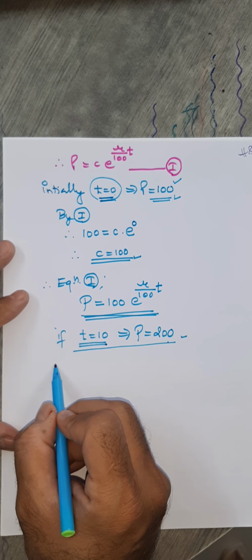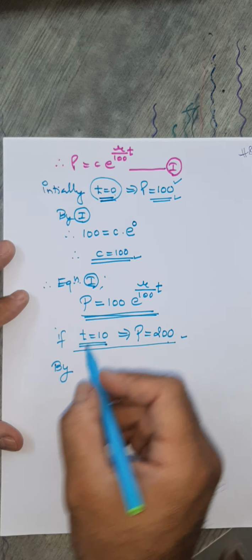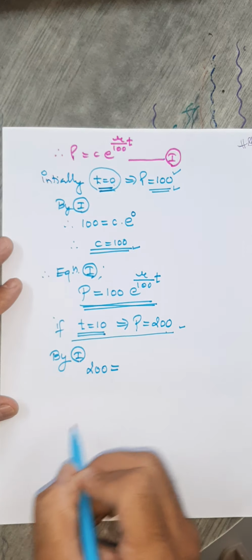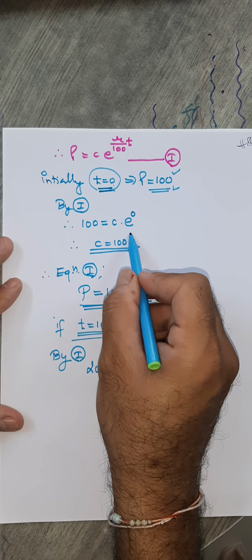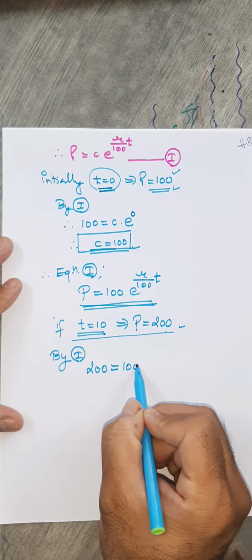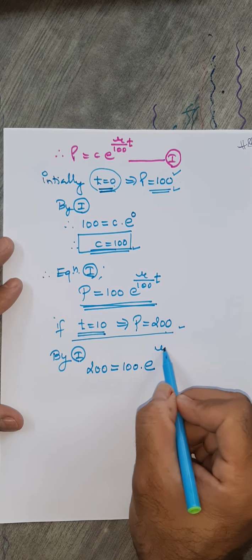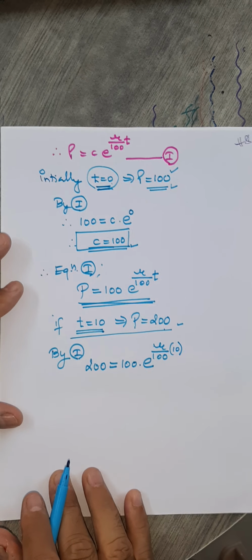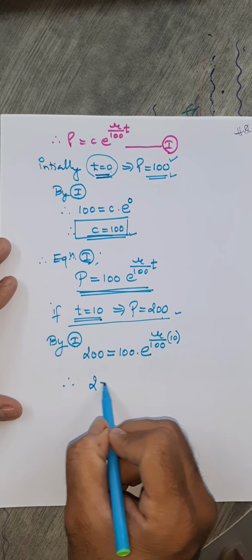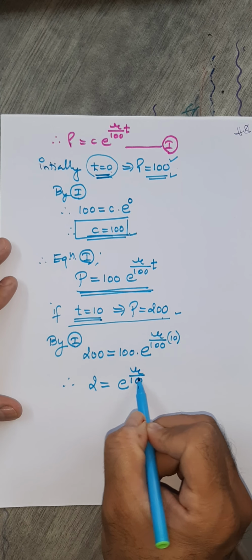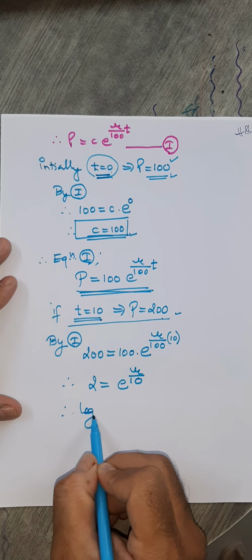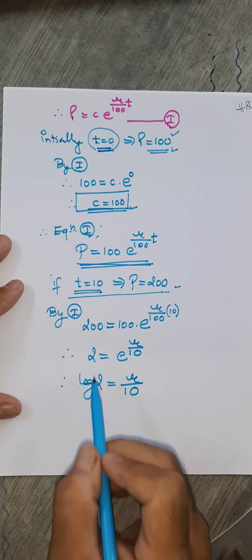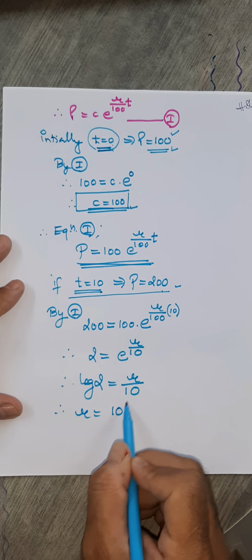So by equation 1, or you can use this or this, whichever you use. By equation 1, p. What is p? That's 200. Fine. C you now got how much? 100. So 100 into e raised to r by 100 into how many years? 10 years. So here you have into 2. I hope this is clear to you now. So 2 equals e raised to r by 10. You can take the log again. So log 2 equals r by 10. Exponential becomes log. So r equals 10 into log 2.